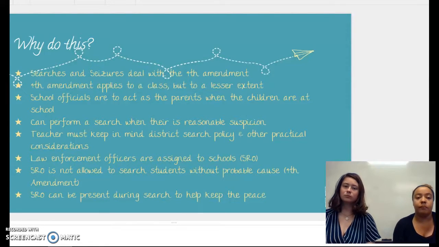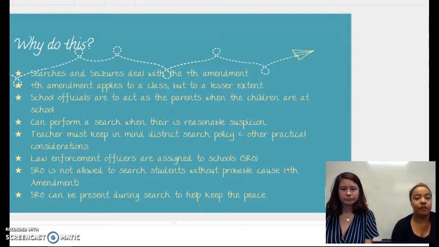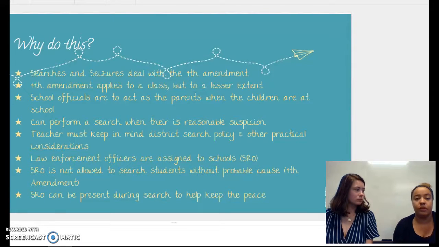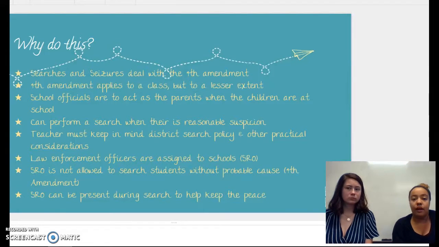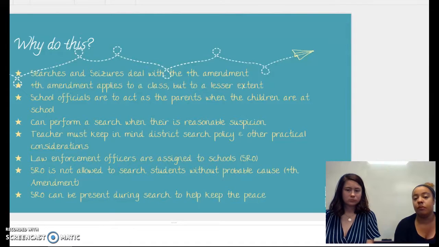You can perform searches if you feel the need to do it, such as if you heard a student say something or you see it. You're allowed to perform a search, but you have to have a reason to do it or consent from the student, to make sure that everything's okay with that. Your Fourth Amendment still applies in the classroom, and you can decide that you don't want to be searched, but the teachers still can do it if they need to.